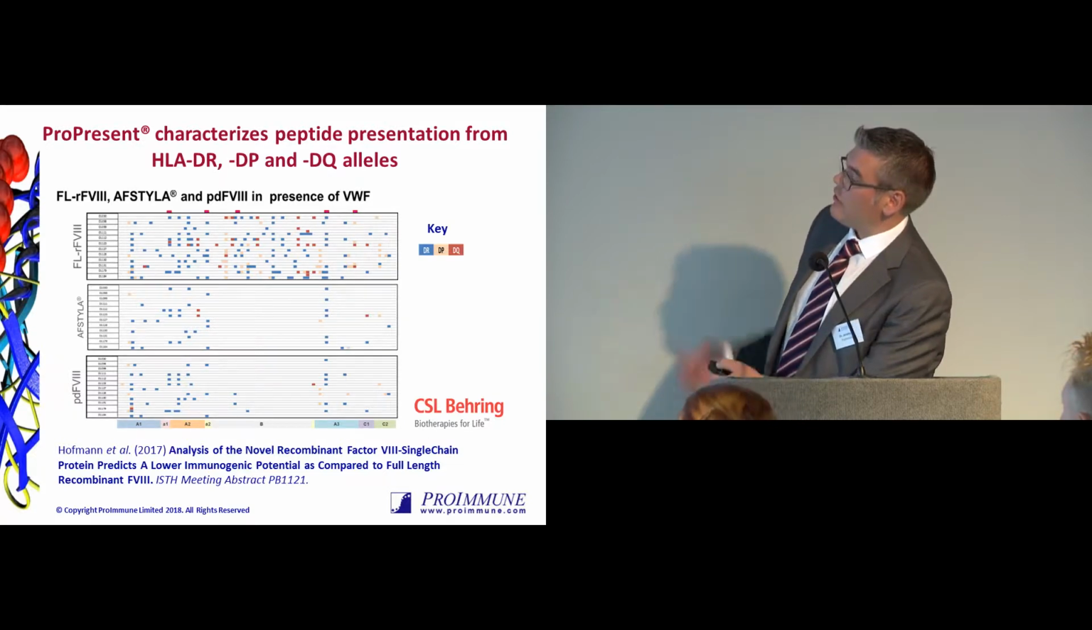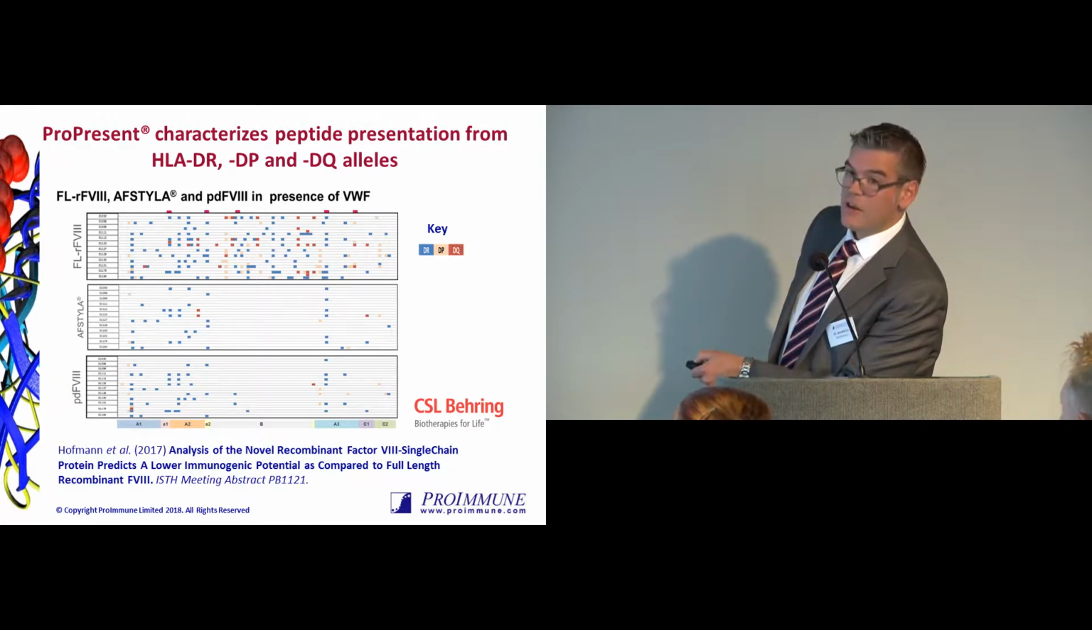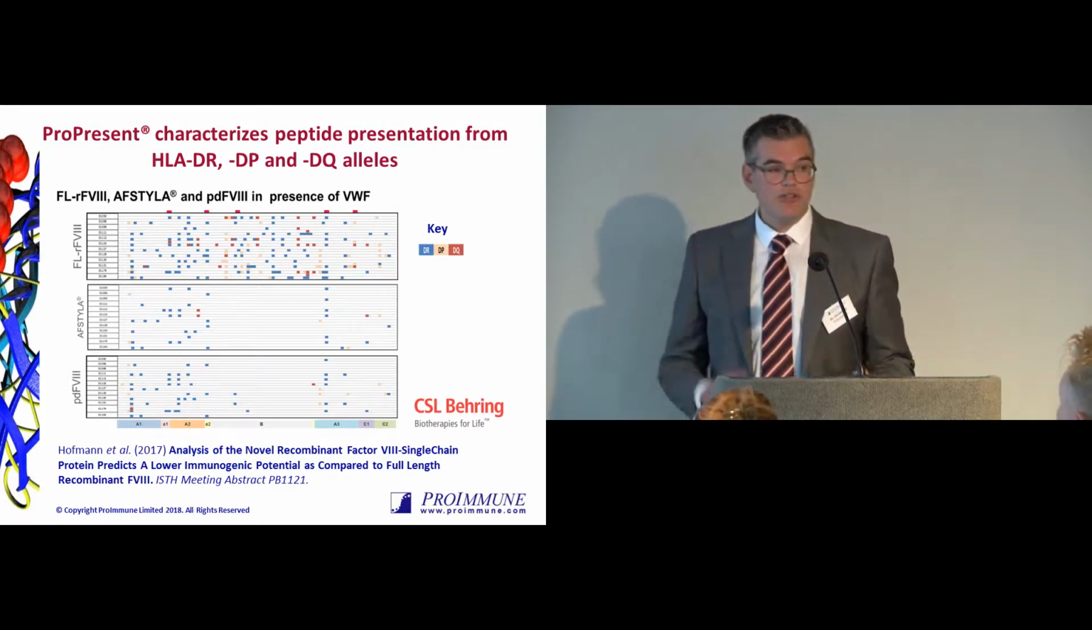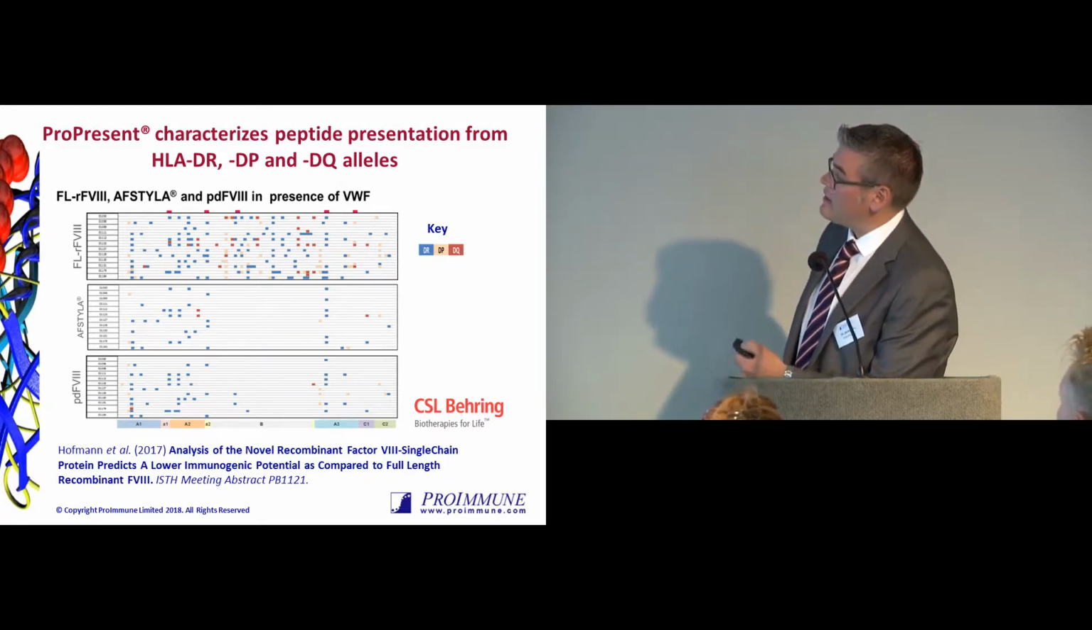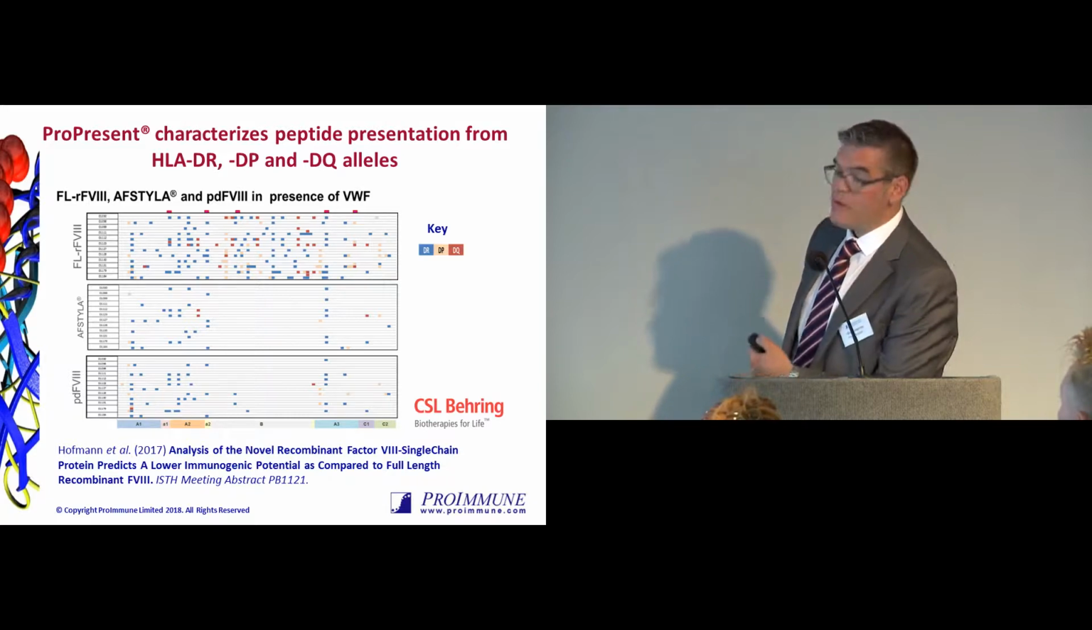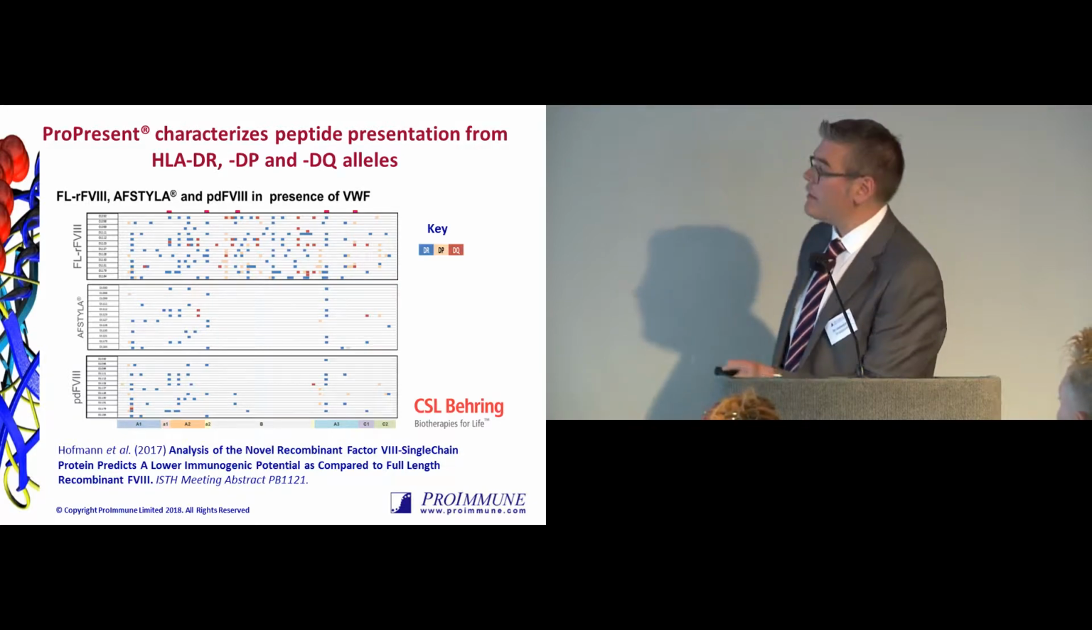And the key visual thing that you can see is that every little part of these dots is a different fragment of peptide that's presented. So for factor VIII, you get a whole set of peptides being presented across different alleles and different loci, DR, DP, and DQ, with DR, as we would expect, being the most prevalent.